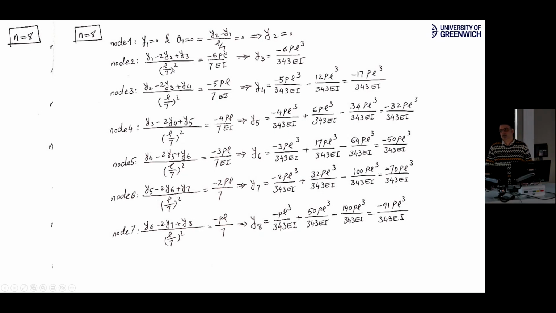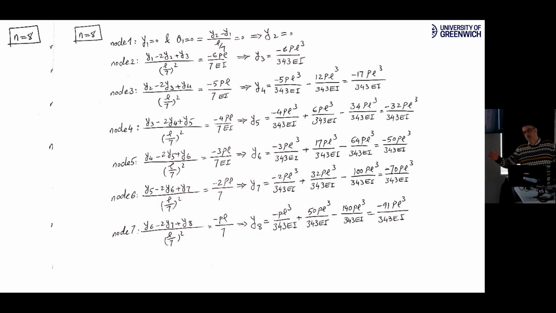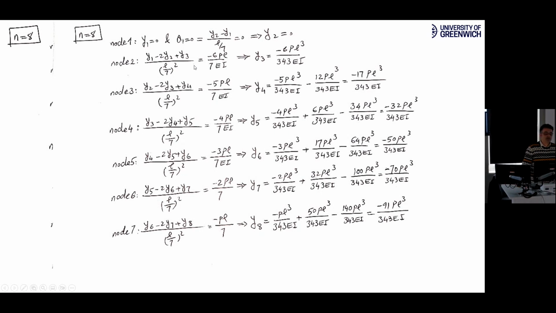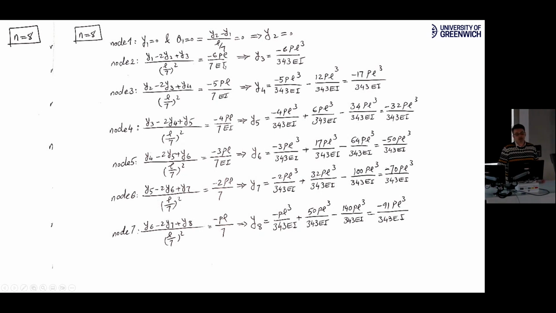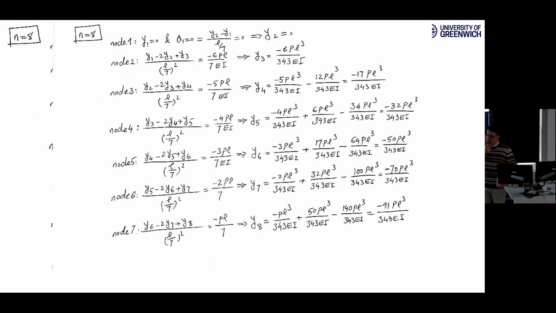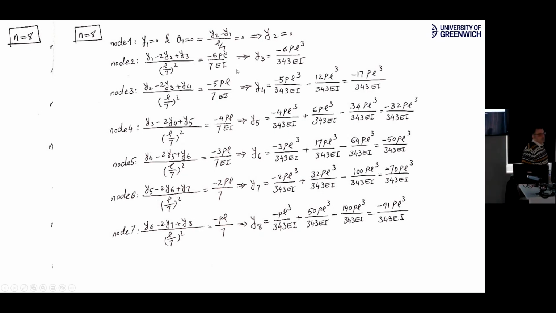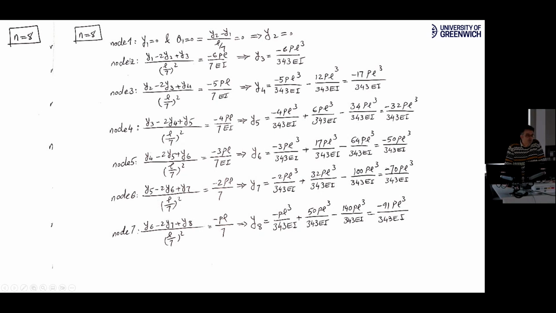So what is the segment length? It is the total length divided by n minus 1, which means that when you have n equal to 8, you have 7 segments, right? Somehow it's beautiful. And on the right side, you have the internal moment at that point. So this is the internal moment in node 2. This is the internal moment in node 3, node 4, node 5, node 6, node 7.